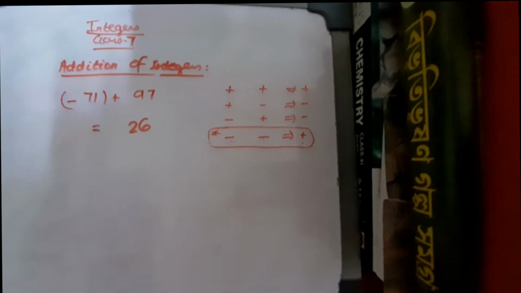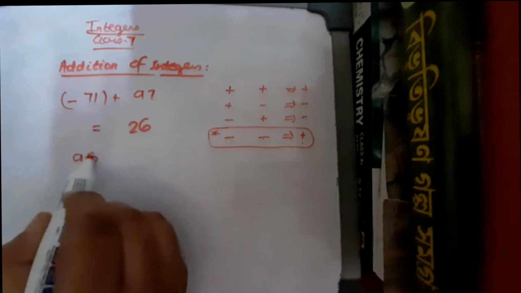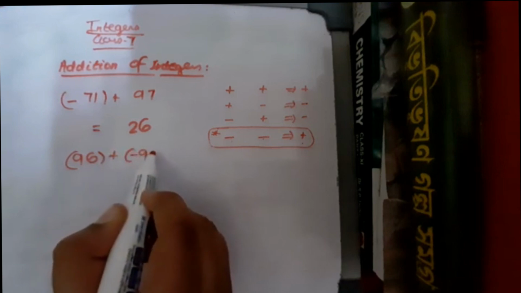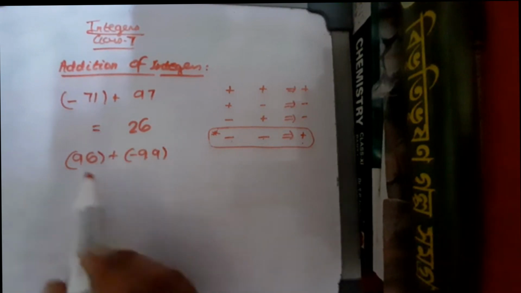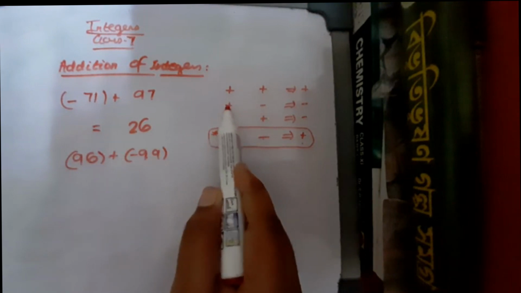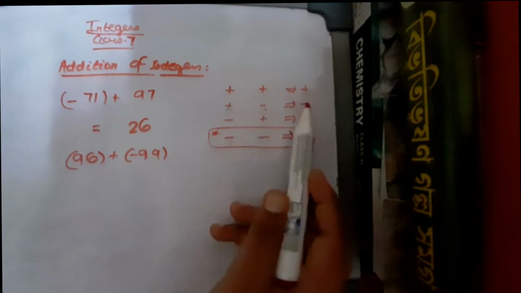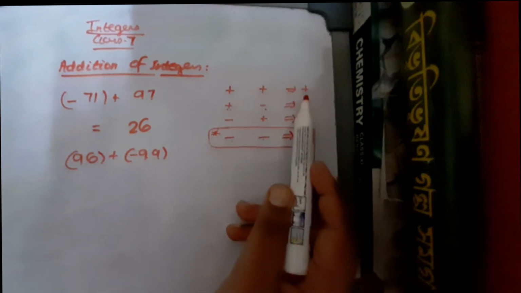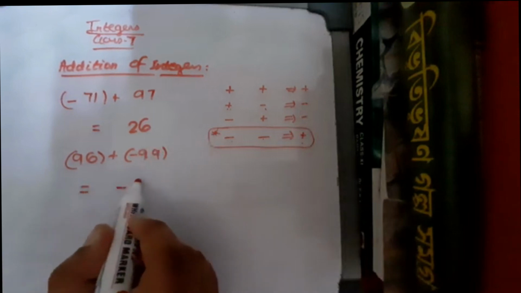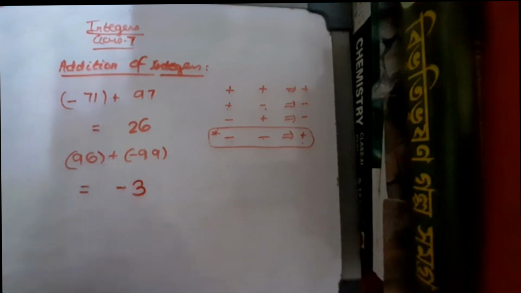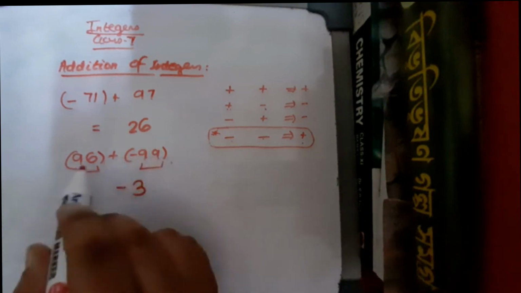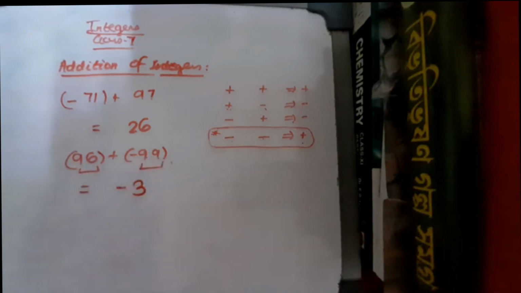Let's say you have to add 96 to negative 99. What will you do? If you have to add a positive integer to a negative integer, you have to do the subtraction operation. Okay, so you carry on the subtraction operation over here, and you get minus 3. Why? Because 99 is greater than 96, so the answer which you will get is negative.